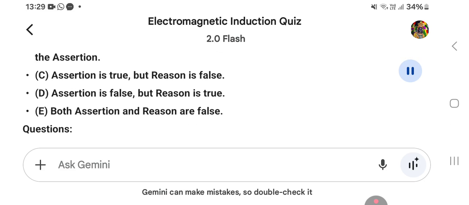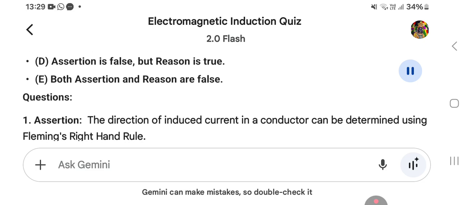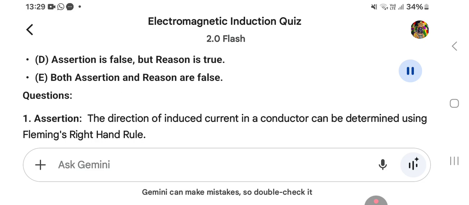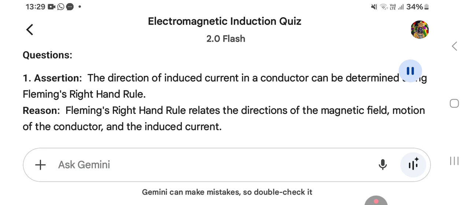Questions. 1. Assertion: The direction of induced current in a conductor can be determined using Fleming's right-hand rule. Reason: Fleming's right-hand rule relates the directions of the magnetic field, motion of the conductor, and the induced current.